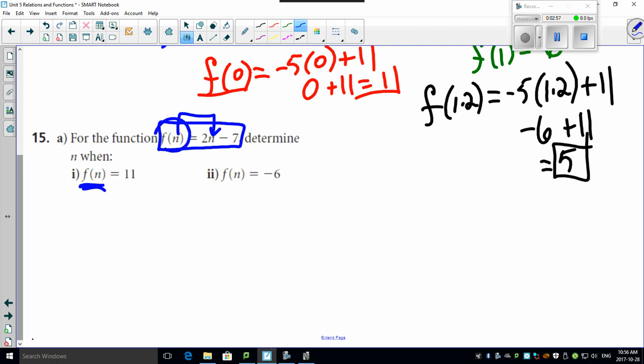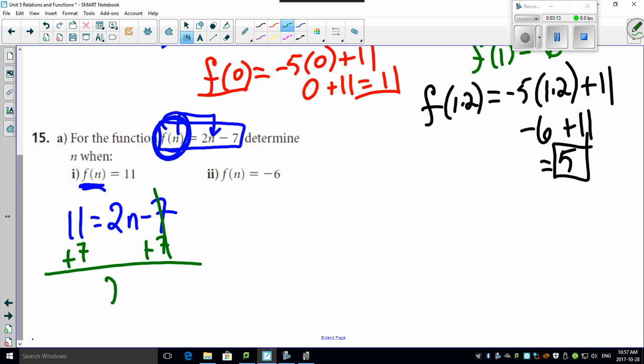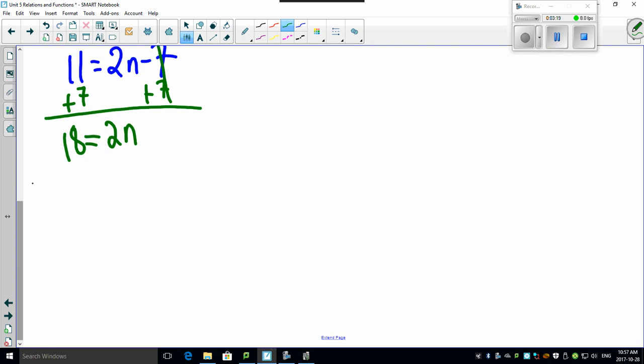So in other words, you're replacing this guy now by 11. And you're saying 11 is 2n minus 7. And this is where you actually have to solve for the n. So add the 7 to both sides, canceling this guy out, leaving you 2n equals 18. Well, easy peasy from that point on. Divide by 2, and n works out to be 9.